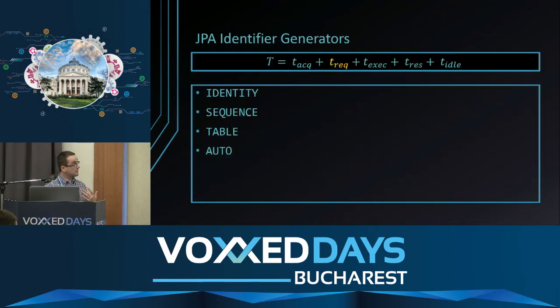Now another thing is very important, because it's one of the first things that you need to think of when you're using JPA or Hibernate: what identifier generator you want to use.